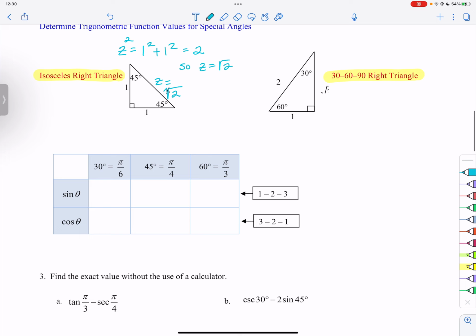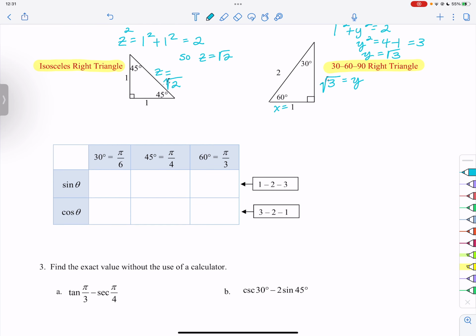Okay, let's do that for this other angle. We have z is 2, so we could have x is 1, and this is y, and then we're given 2. So what would we have here? We would have 1 squared plus y squared equals 2 squared. Y squared equals 4 minus 1, which is equal to 3. So y is equal to the square root of 3. So these become very, very handy, and as you can see, you don't really have to memorize if you have these written down.